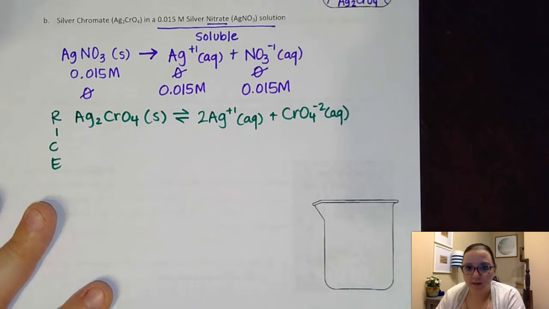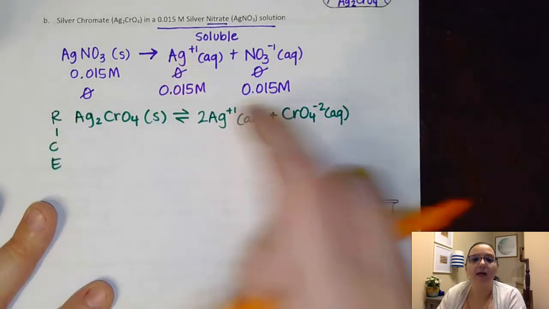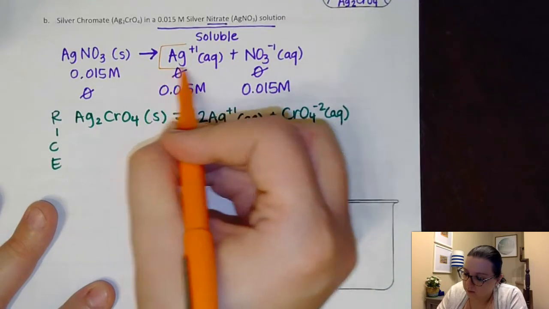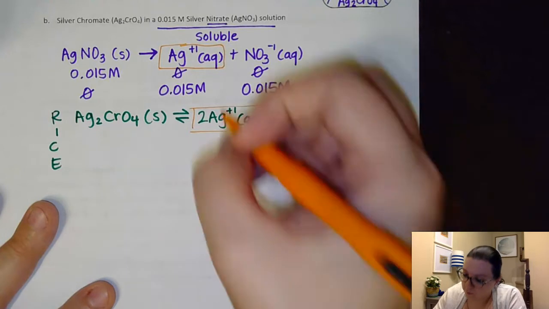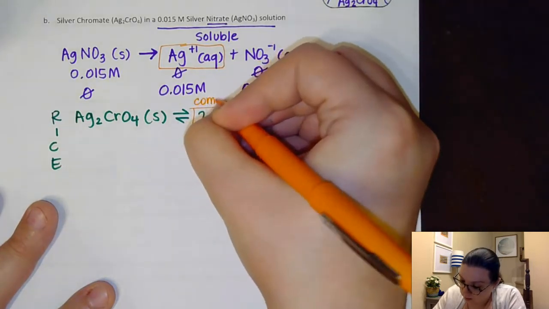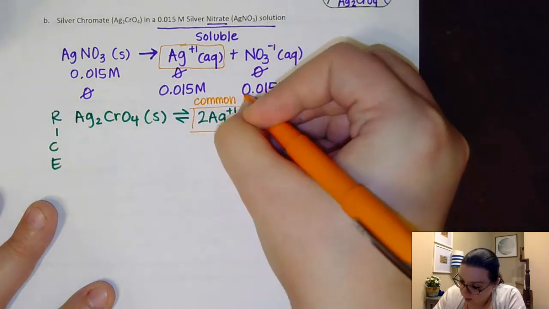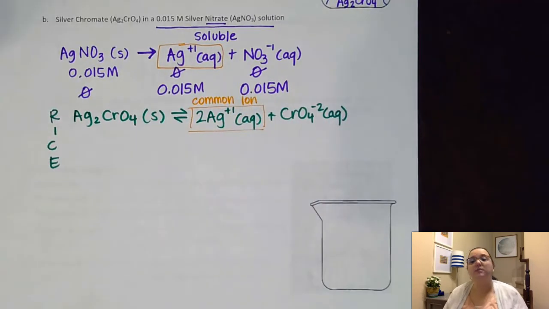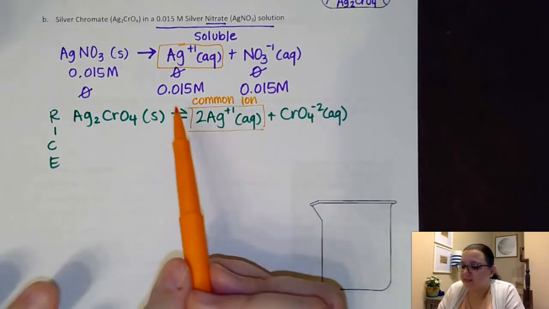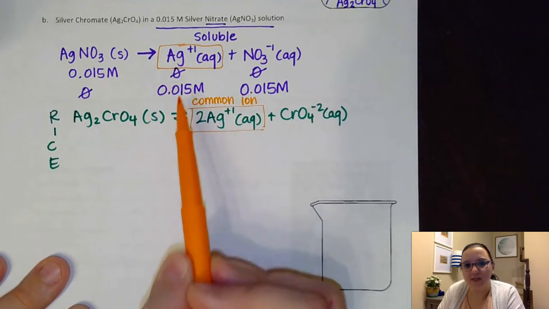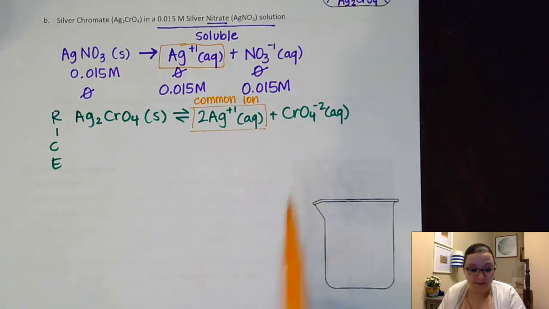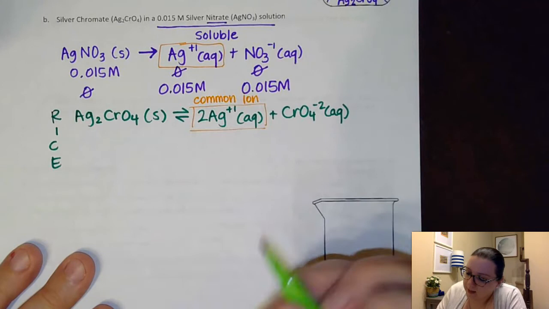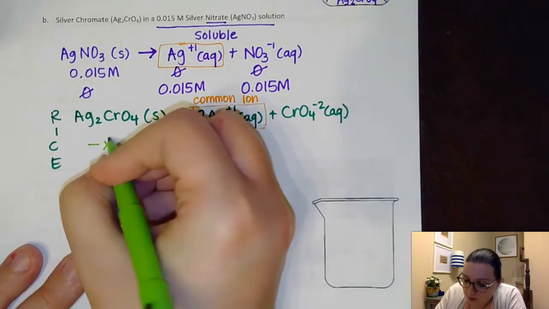If you notice, these 2 processes have an ion in common. The silver is what we call a common ion between those 2 equations. So what that means is that this concentration of silver is now affecting this equilibrium process. So when I start plugging numbers in here, again, we're going to be wanting to solve molar solubility.